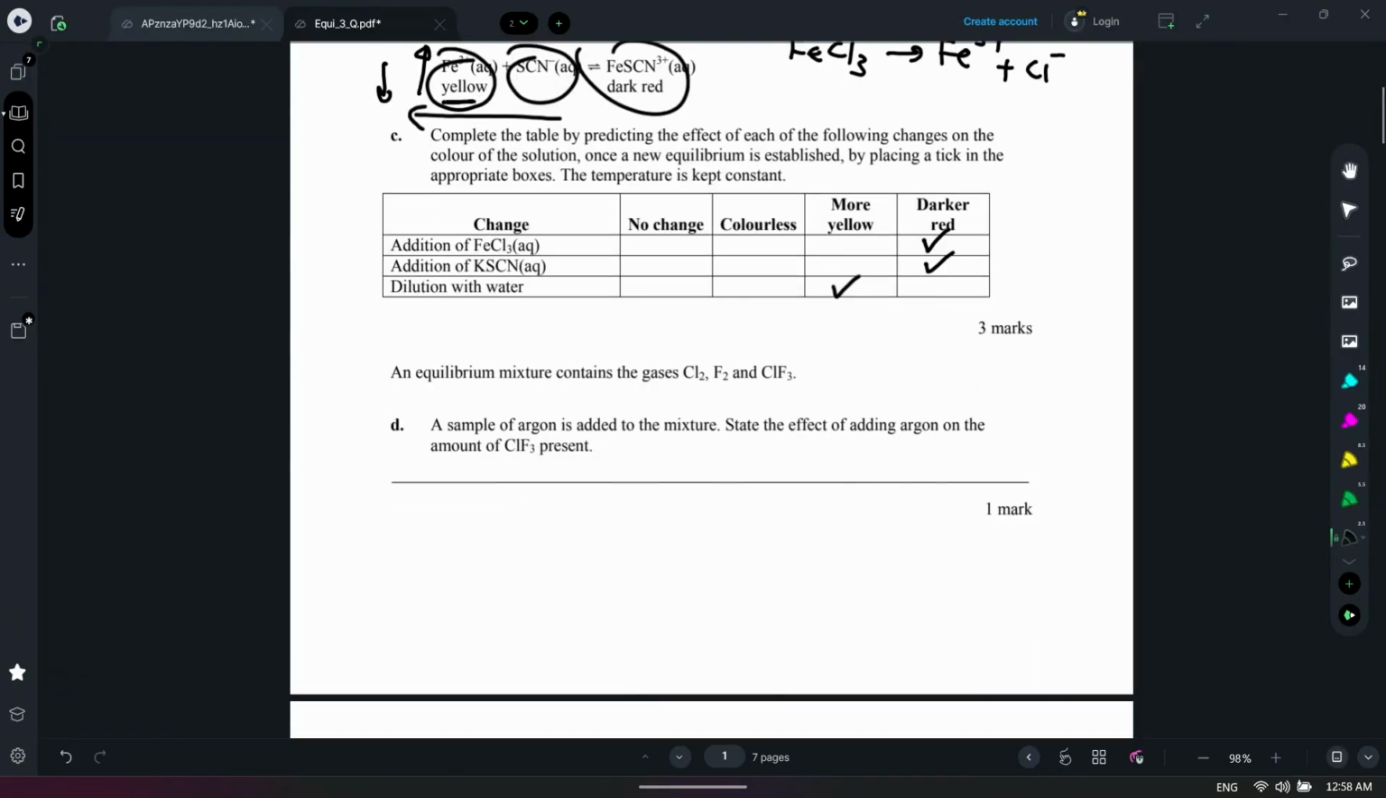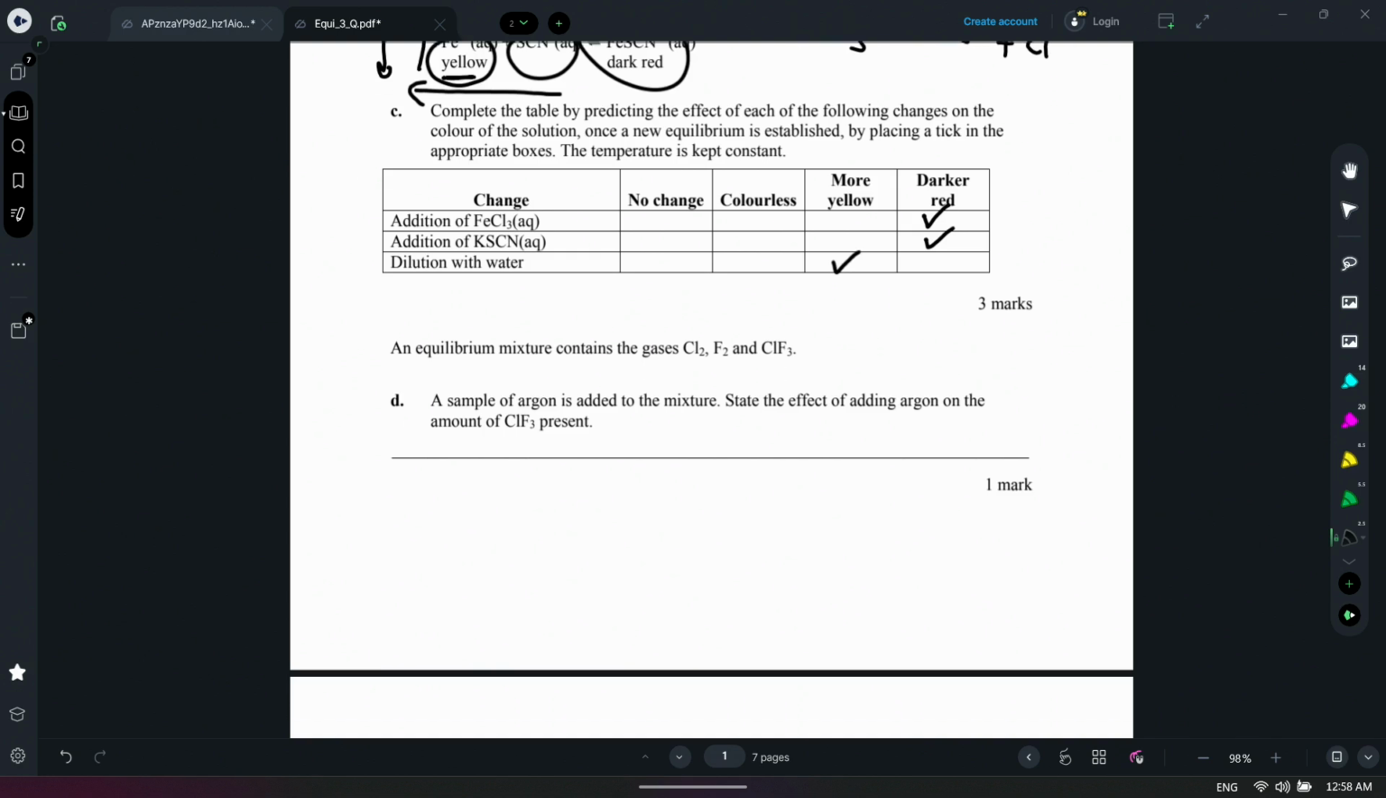Let's look at part D. In order to do part D, what do you need to do? You have an equilibrium mixture containing gases chlorine, F2 and ClF3. A sample of argon gas is added to the mixture. So this is the equilibrium mixture. State the effect of adding argon on the amount of ClF3. Now, if this is an equilibrium system, it should be something like that.